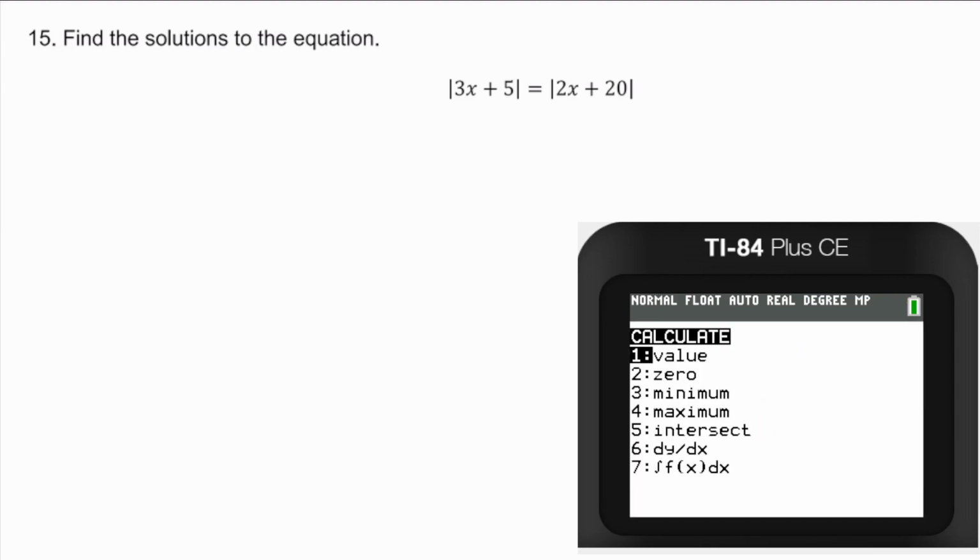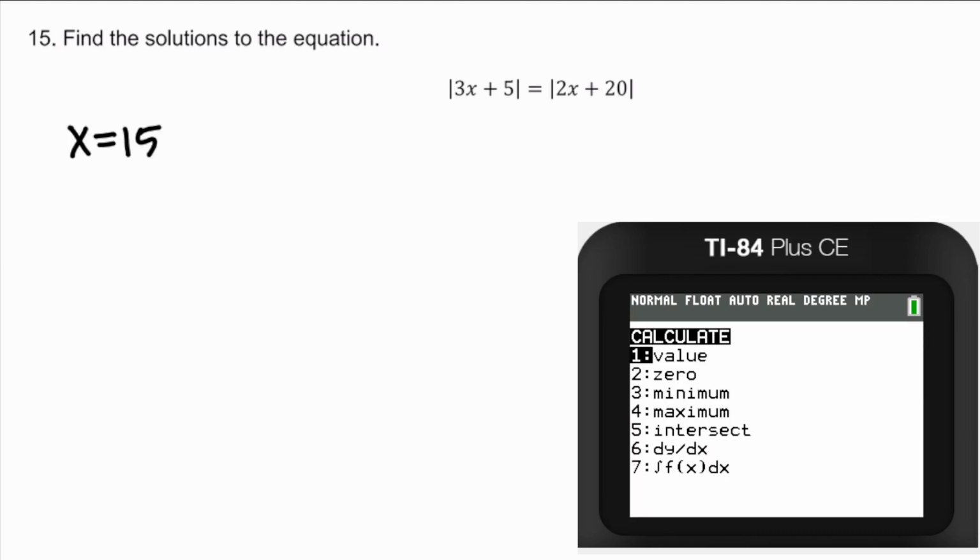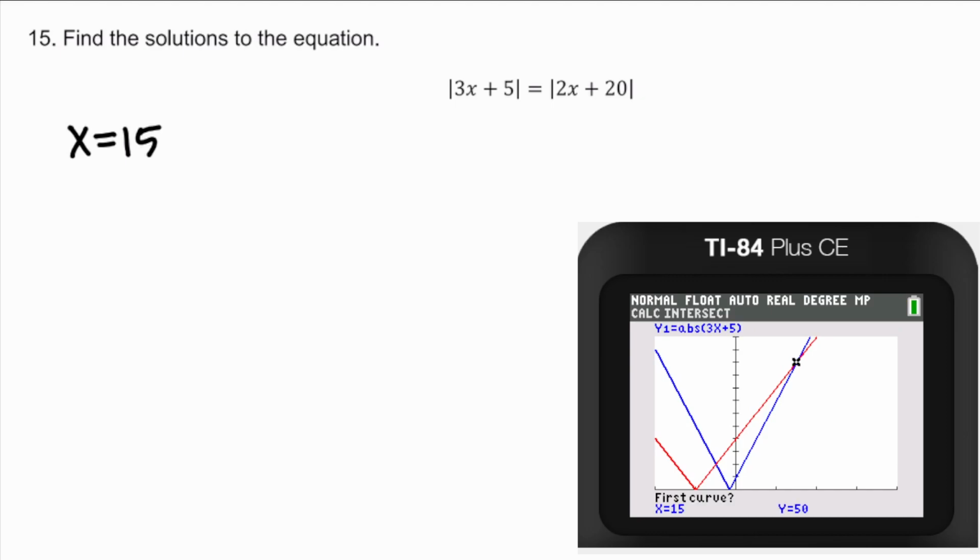So let's calculate the intersection between blue and red. We're already kind of close to one. That's x equals 15. And if we're solving by graphing, we don't have to worry about extraneous solutions. I'm going to find an intersection between blue and red. This time I'm going to give it a guess of negative 10, because I don't want to get that same solution x equals 15 a second time. So that's where I'm going to get x equals negative 5.